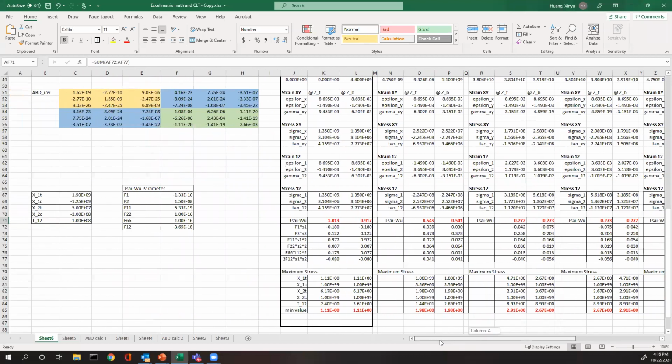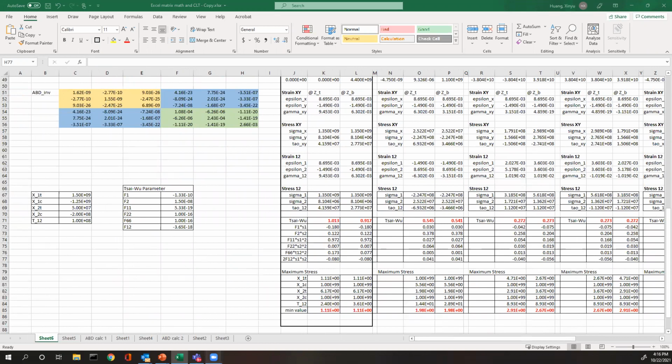Okay. Now, is there any question about Tsai-Wu here? You can type in the chat window, whatever you have. So no more questions. I'm going to talk about the other failure theory.